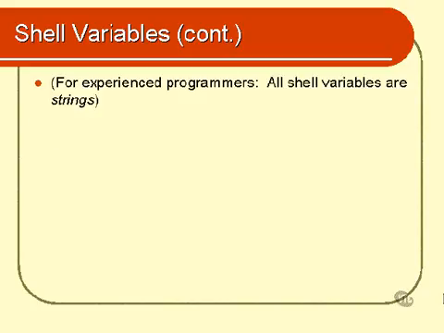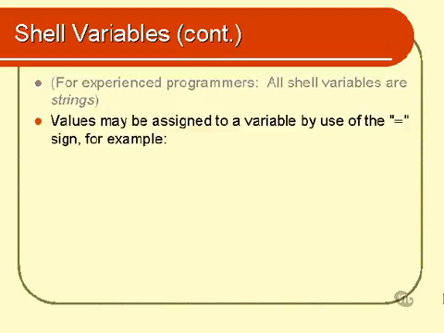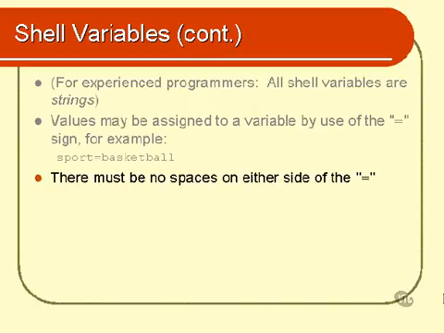And now, for everybody again, values may be assigned to a variable using the equal sign. An example of that is sport equals basketball. We are assigning the value basketball to the variable called sport. Now please note that there must be no spaces on either side of the equal sign. This is different to most programming languages, but you simply cannot have spaces around the equal sign. If you do, you will not get the results that you're hoping for.